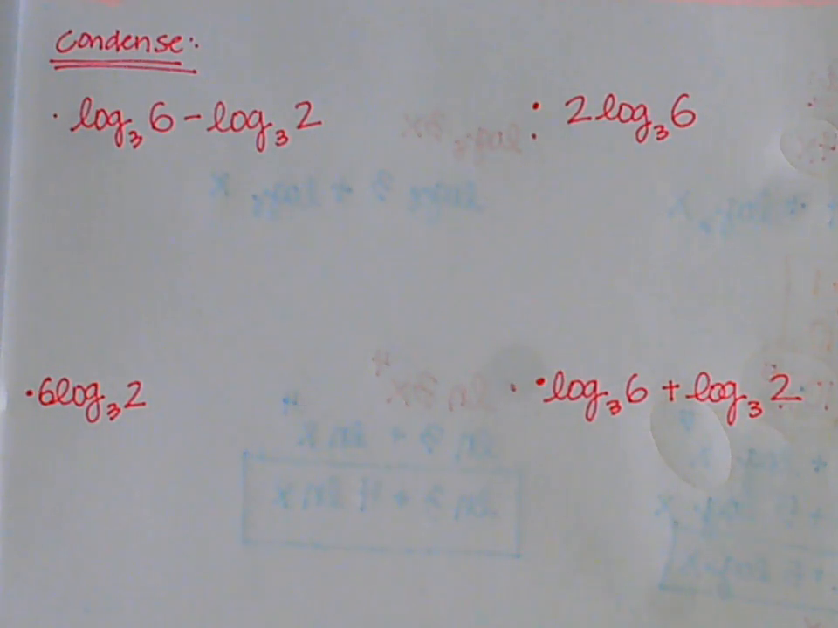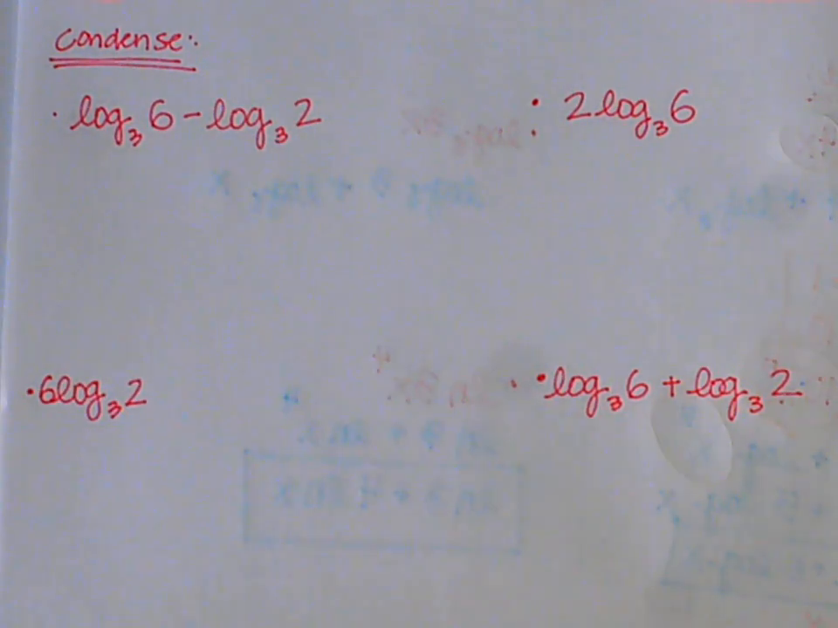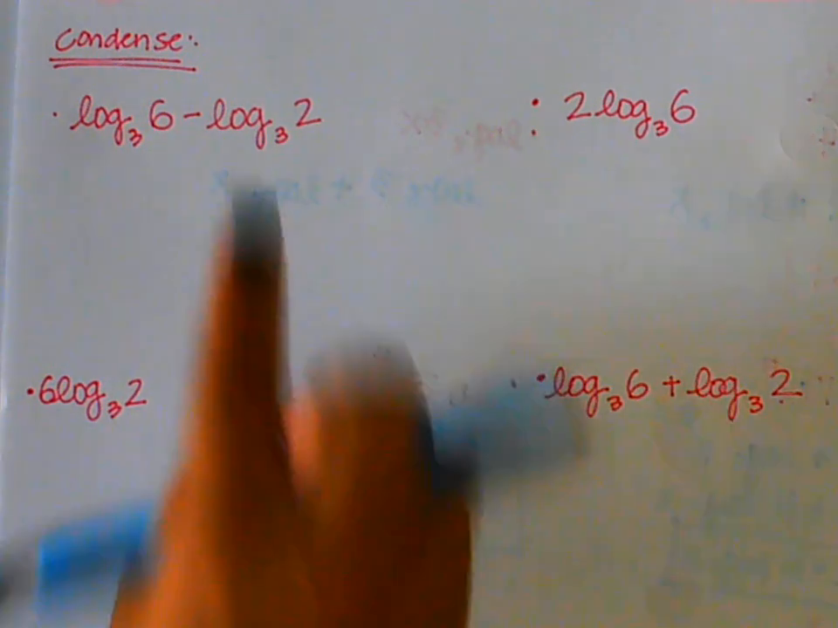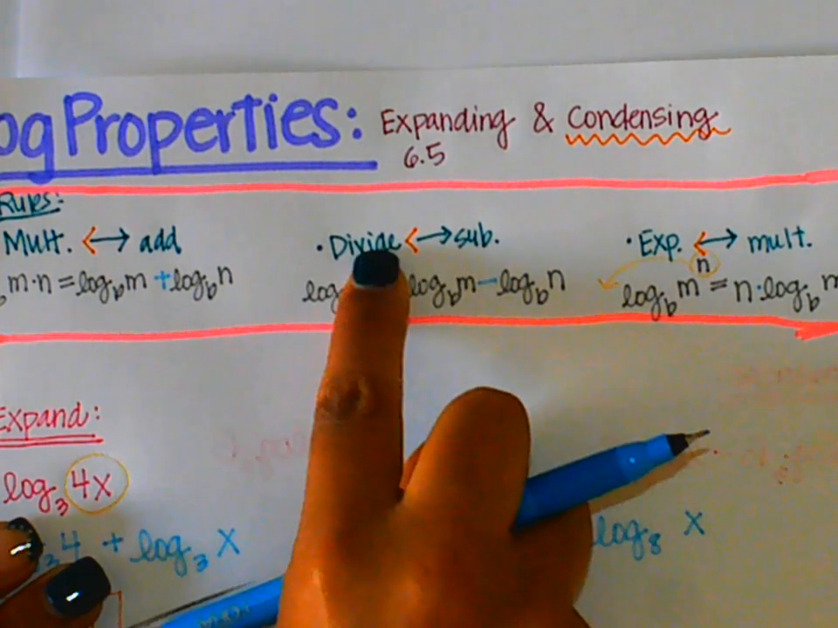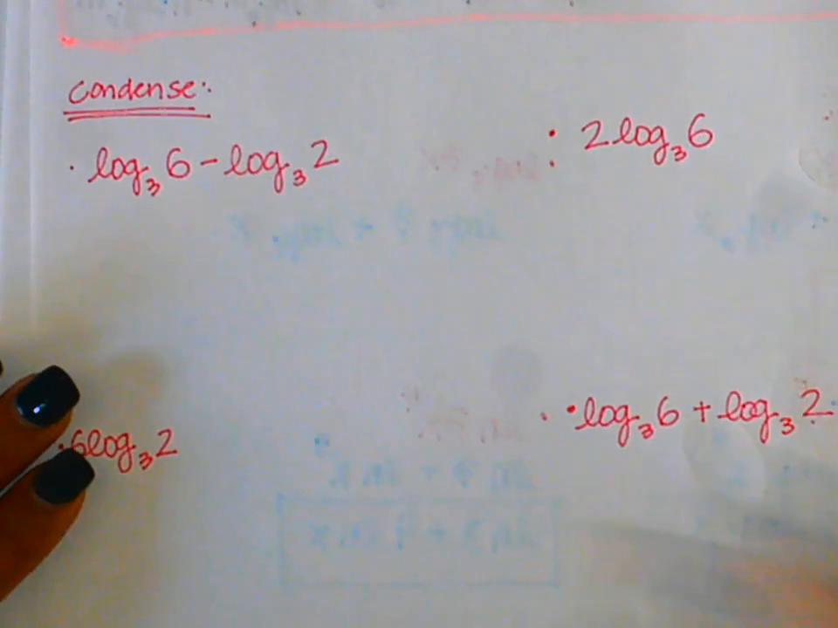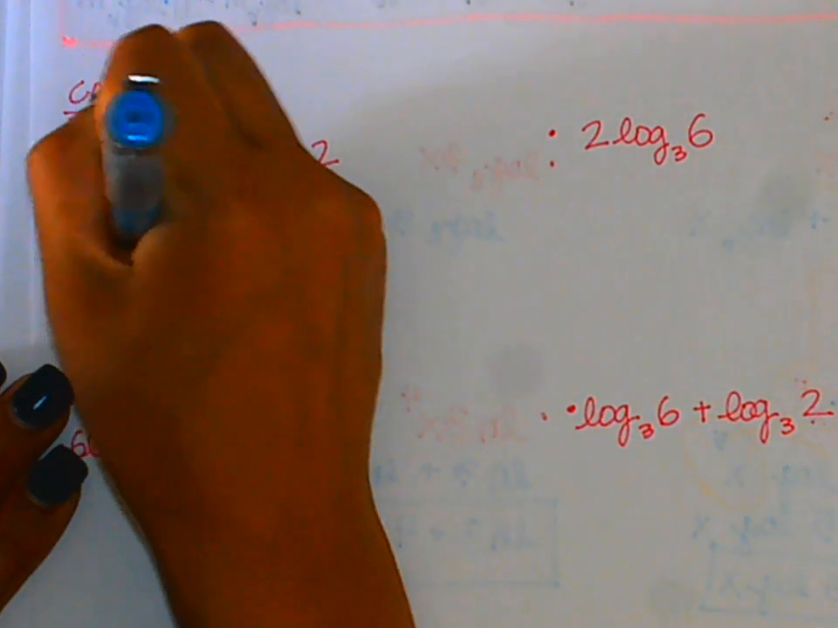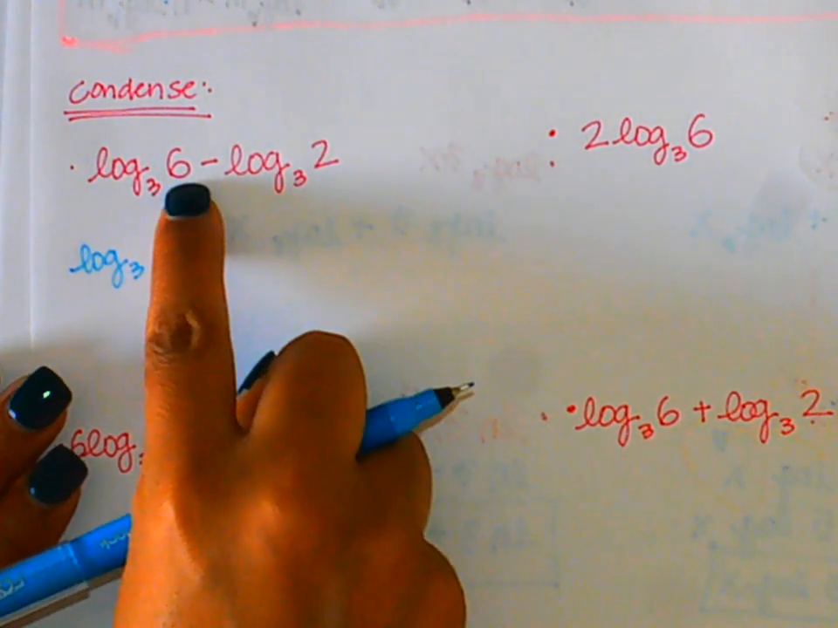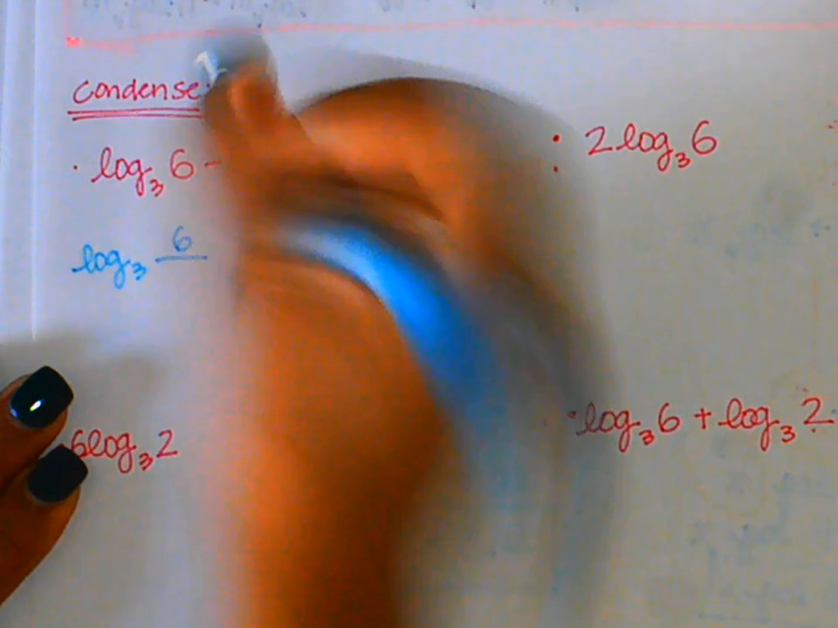All right, so now instead of going from one term to an operation with addition, subtraction, multiplication, now we're going to take these long ones and we're going to shrink them into something smaller. It's condensing. So when I see the subtraction sign, I automatically know that it means division, because if I look back at my table, when I have subtraction, it means division. So I'm going to take my log and its base, and I know that the numerator always goes first, so it's going to be 6. Subtraction tells me it's division over 2.